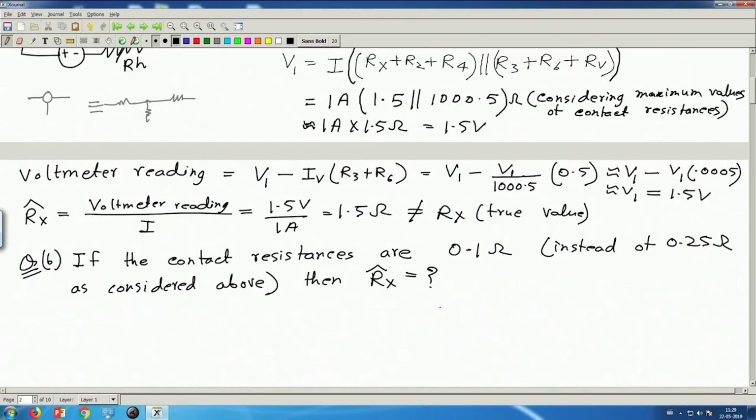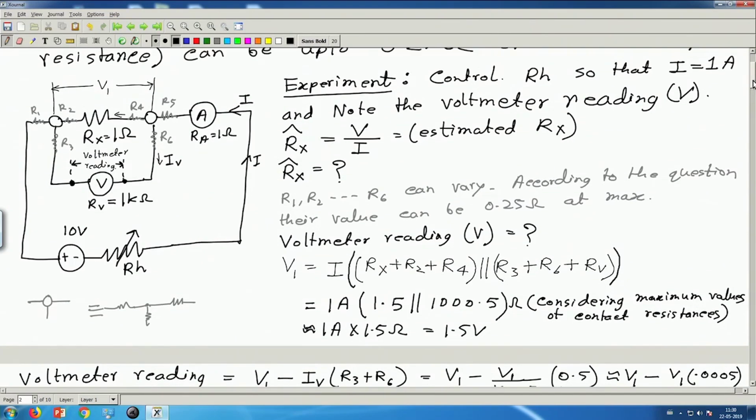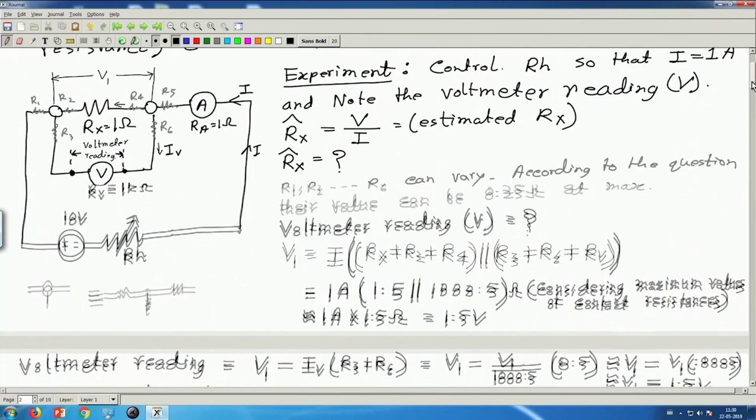Suppose we are performing the same experiment, the voltmeter ammeter method of measuring resistance, another day, but this day we connect these terminals differently, therefore these resistances come out to be 0.1 ohm instead of 0.25 ohm. They can be different, and for simplicity, for ease of calculation, we are considering all of them the same, but they need not be the same. So this can be 0.1, this can be 0.05. Now let's say they have a different value from the previous case. So what will be the estimated value of Rx?